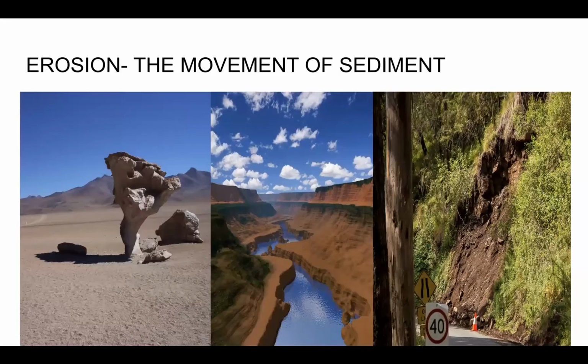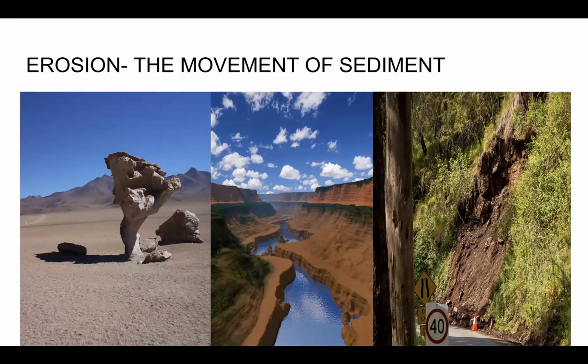Now, after we have weathering, after the sediment has formed, then we have erosion. Erosion is the movement of sediment. So in the picture on the left, the sediment was moved, it was eroded by wind, which blew it away.